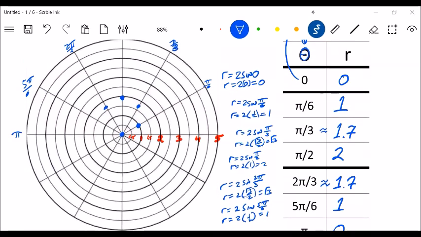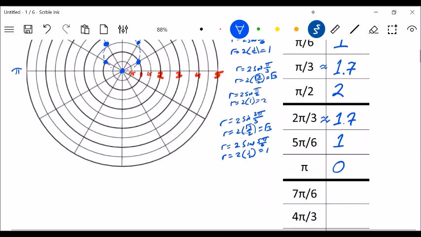At 2 pi over 3, we're going the distance of about 1.7. At 5 pi over 6, we're going the distance of 1. And at pi, we're going the distance of 0. So far, we have what looks like a circle, an oval area here, more like a balloon shape, I guess you could say.